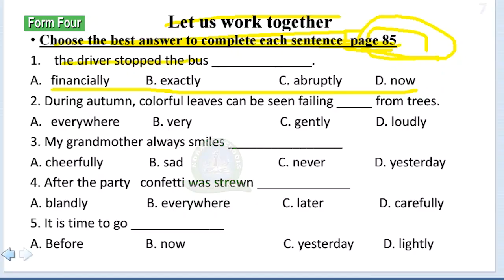So number one, we're not talking about economy here. There's no finance, there's no money here. We're talking about the driver stopping the bus. So we don't use this one. Exactly means correctly. All in all, the correct answer is C: abruptly, or suddenly. So the driver stopped the bus financially? No. Exactly? No. We're not talking about money, or about something correct. Abruptly. So the correct answer is abruptly. Which page? 85. Take a look. What about now? We can't use now because the tense is past simple.